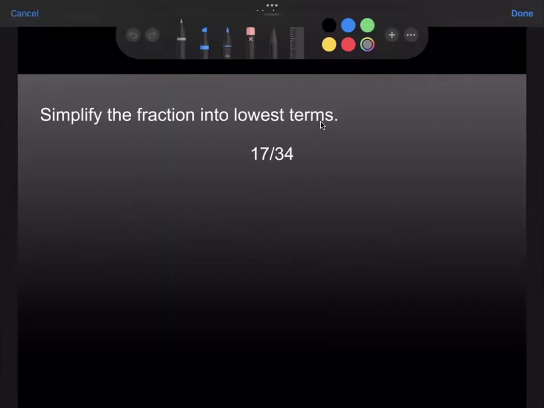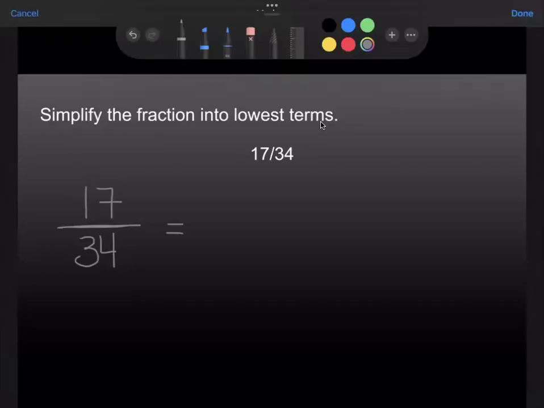Okay, here is our next example. We're going to simplify the fraction 17 over 34 to its simplest terms. So I'm going to use the division method for this, and I'm going to think about numbers I can divide 17 by. And I can't come up with much because 17 is what we call a prime number, which means the only way to multiply and get that number is to do 1 times 17. But for division, that means I can only divide 17 by 1 or by 17.